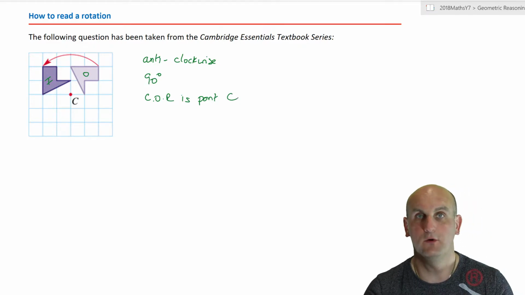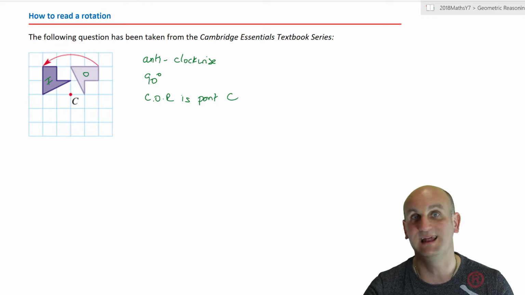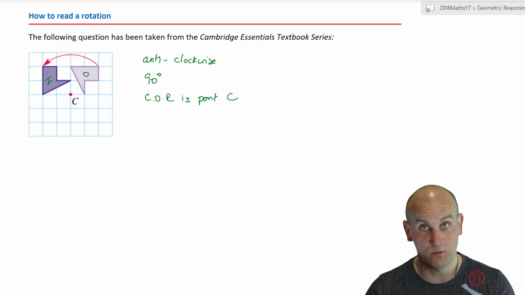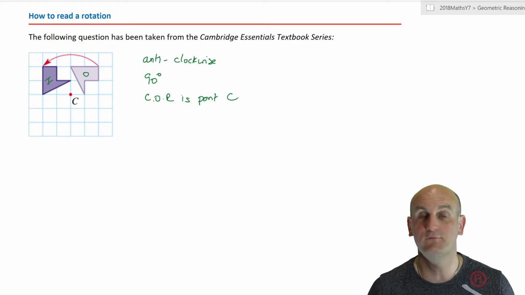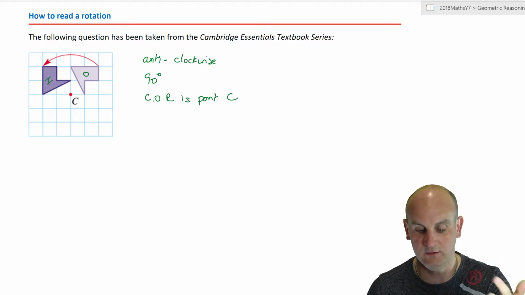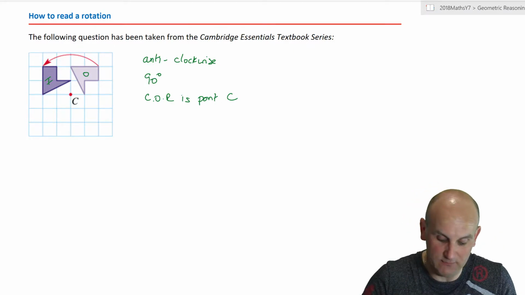And in an exam or in a test, if you were doing that for me, I would give you all the 3 marks that you would be allocated to that question. If it's a 1 mark question, that would suck massively, because if you miss one of those pieces of information, you've lost all the marks. But I've got my direction, I've got my angle, and I've got my center of rotation. Again, it doesn't get any more complicated than that.